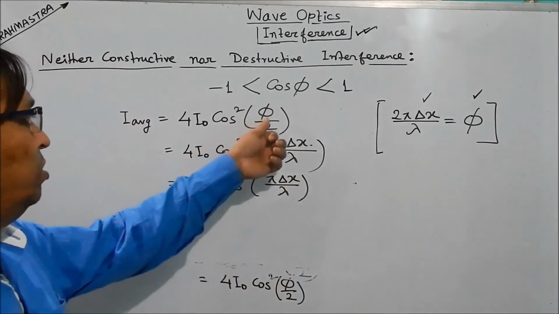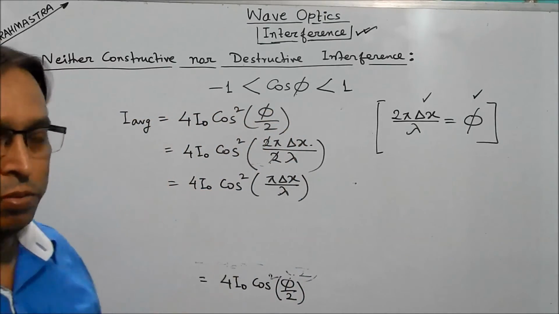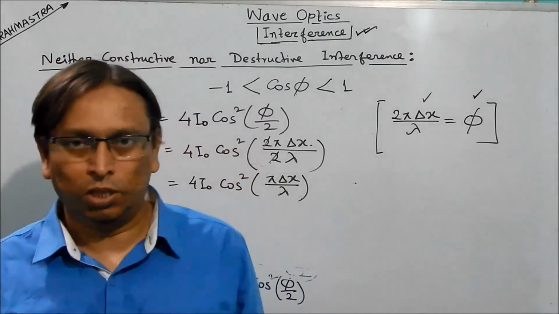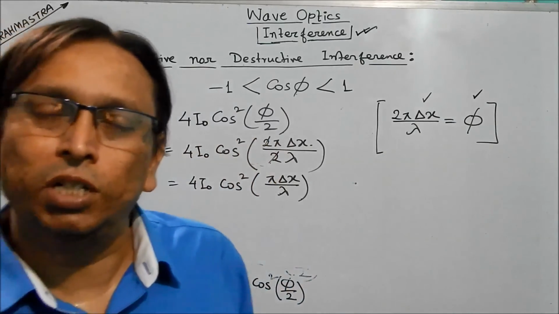Now according to the value, you put the value of phi here, so you will get the intensity in terms of intensity of the individual slit. So this is the third case of interference. Okay, so this completes interference.